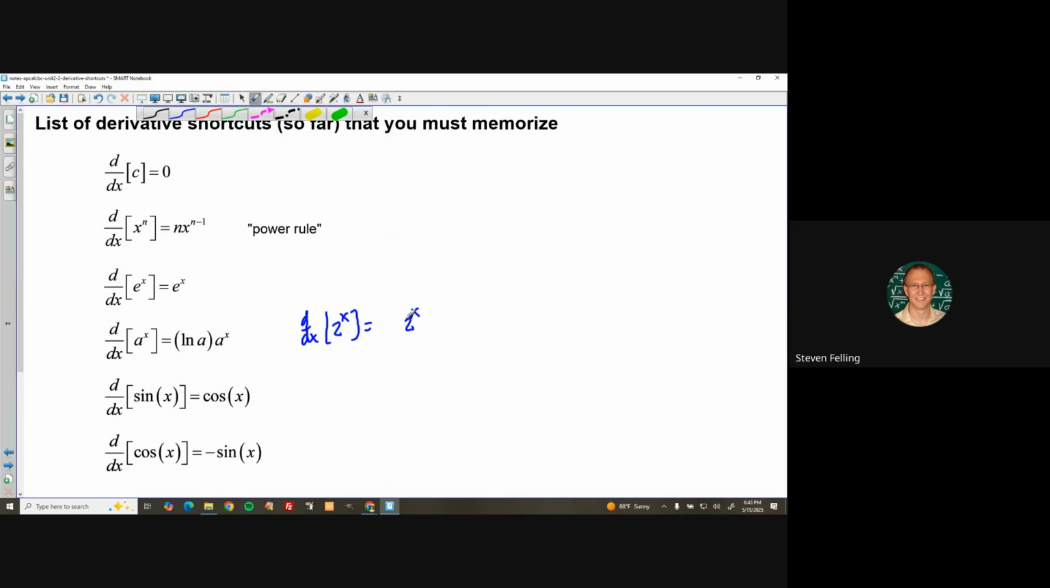to the x, but you have to multiply by the natural log of that base. So there's an extra multiplier of the natural log of that base. The derivative of sine is cosine, and it turns out that the derivative of cosine is negative sine. So here are the first four of what we call derivative shortcuts. They're really the theorems for determining the derivatives of particular function families.